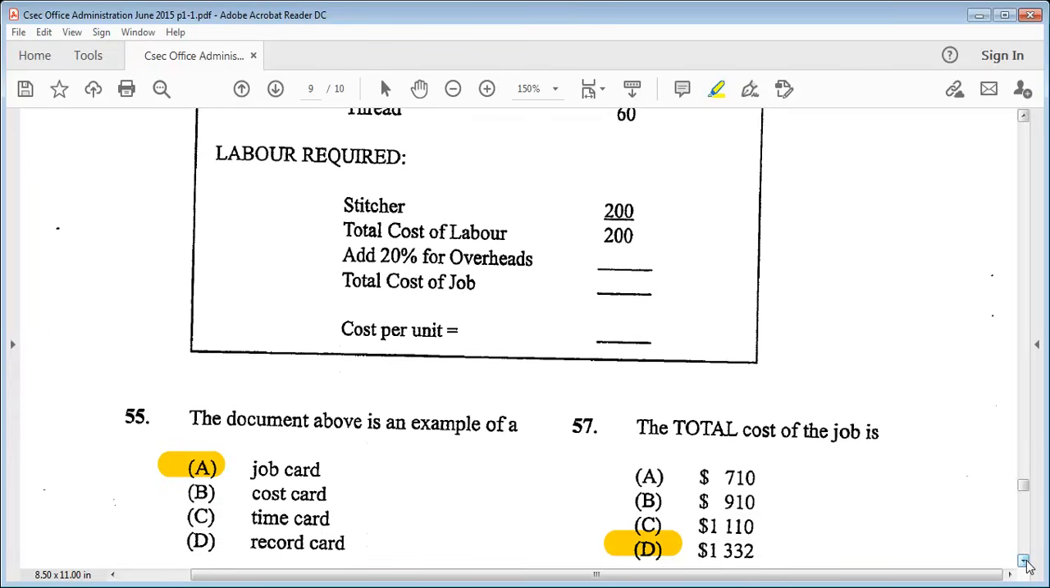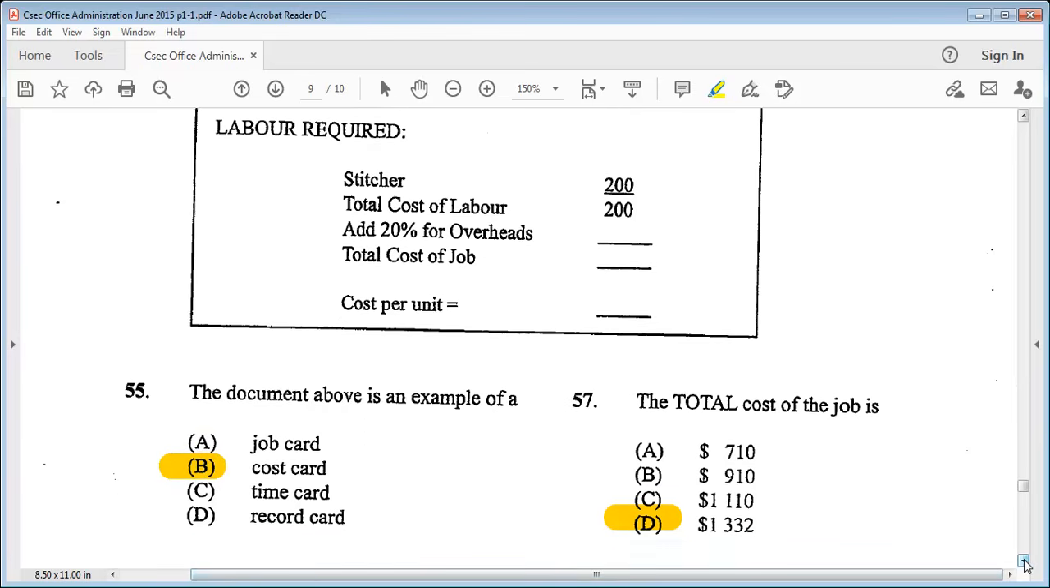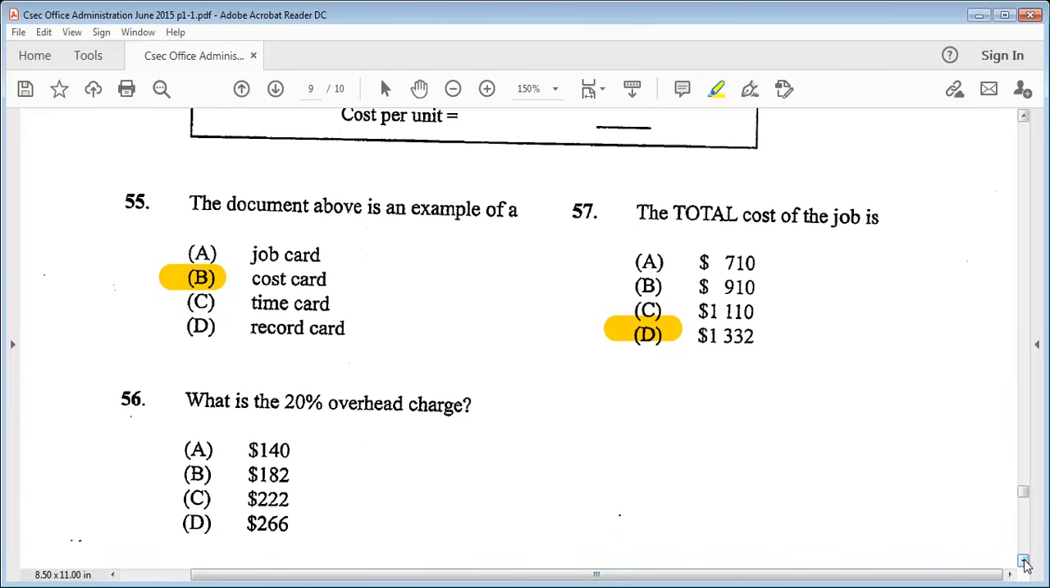Now, the document above is an example of A, job card, B, cost card, C, time card, or D, record card. We know it is the cost card. All right. Let's go on to 56.